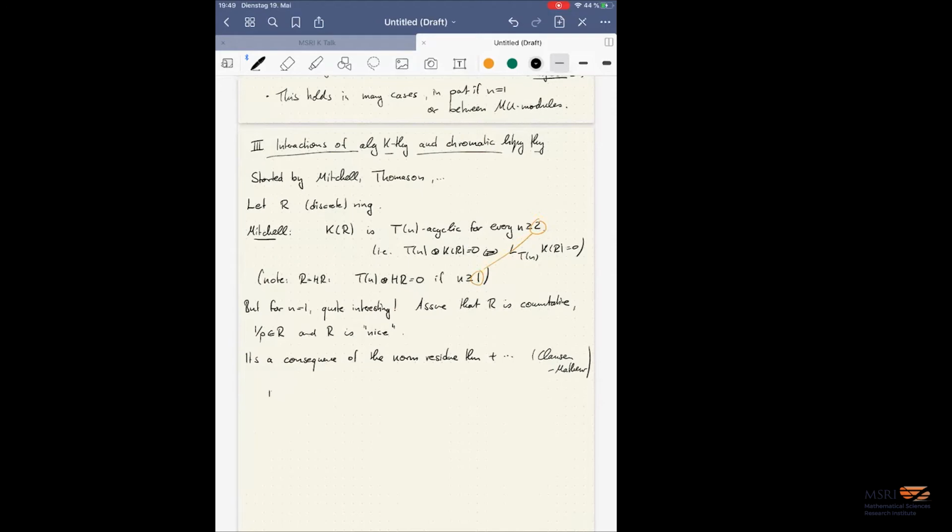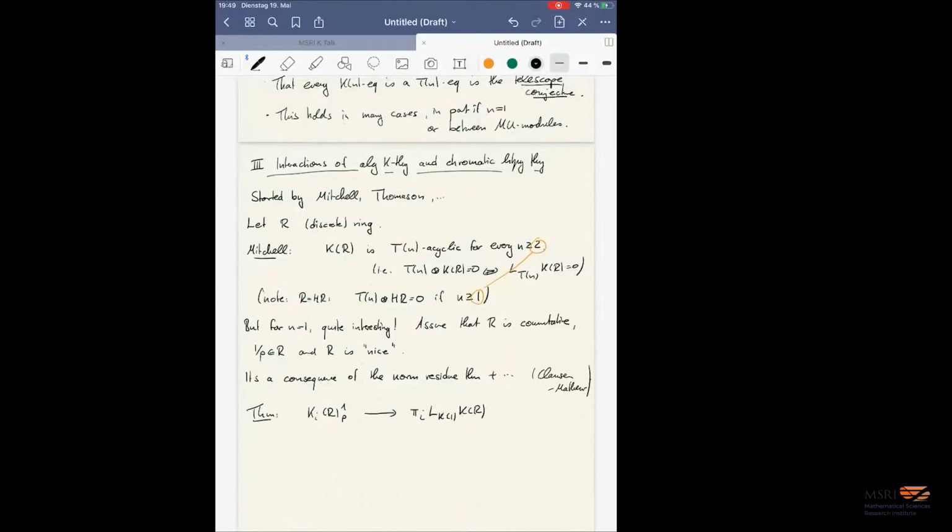So as the following theorem, if we take the p-completion of the K group, we can map it to π_i L_{K(1)} K(R). Note I switched here to K_1 instead of T_1, but this doesn't make a difference because I said above that K(1) and T(1) equivalences are the same. It's an isomorphism for i sufficiently large.